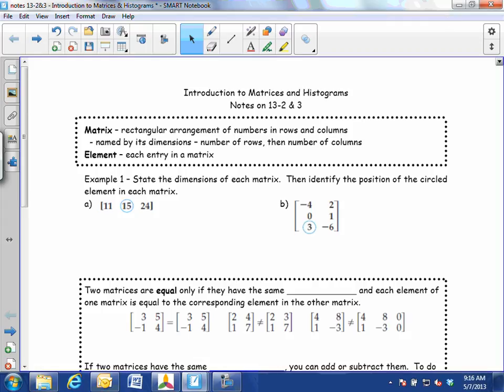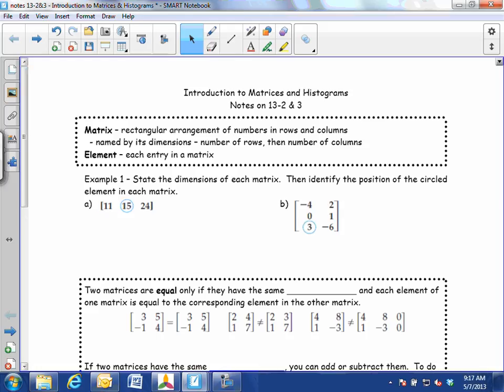Alright, matrices. A matrix is just another way to arrange data to look at it in different ways. It's a rectangular arrangement of numbers put in rows and columns. You have to have a nice number of numbers to put in rows and columns. Like this first one, there's no way I can put it in a 4x4 or a 6x2. We name matrices by their dimensions, first by the number of rows and then by the number of columns. An element is just a number in the matrix itself.